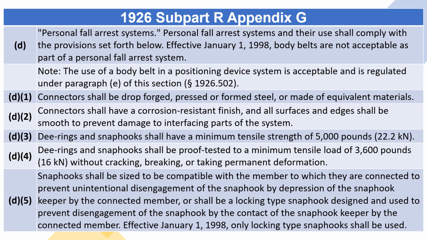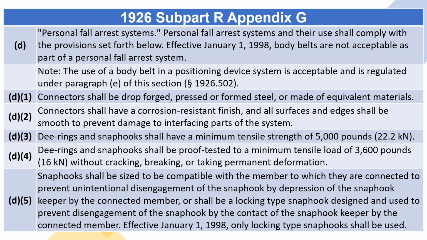D.2. Connectors shall have a corrosion-resistant finish, and all surfaces and edges shall be smoothed to prevent damage to interfacing parts of the system. D.3. D-rings and snap hooks shall have a minimum tensile strength of 5,000 pounds (22.2 kN). D.4. D-rings and snap hooks shall be proof-tested to a minimum tensile load of 3,600 pounds (16 kN) without cracking, breaking, or taking permanent deformation.